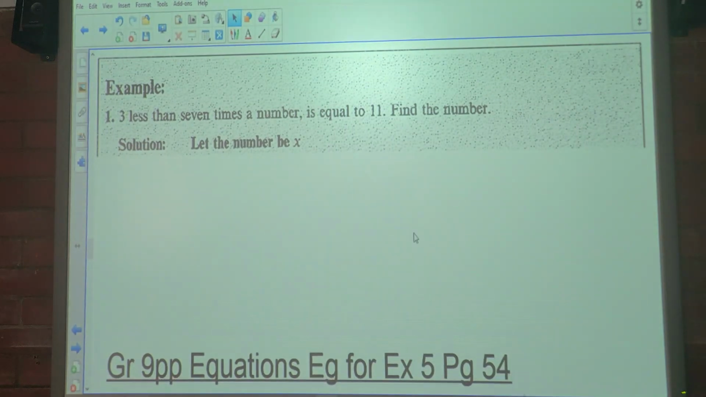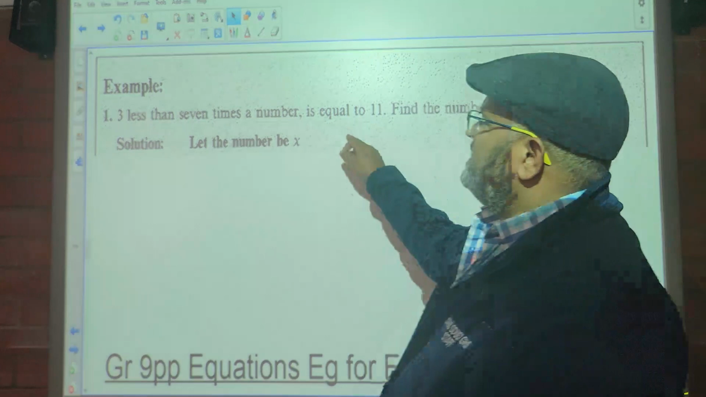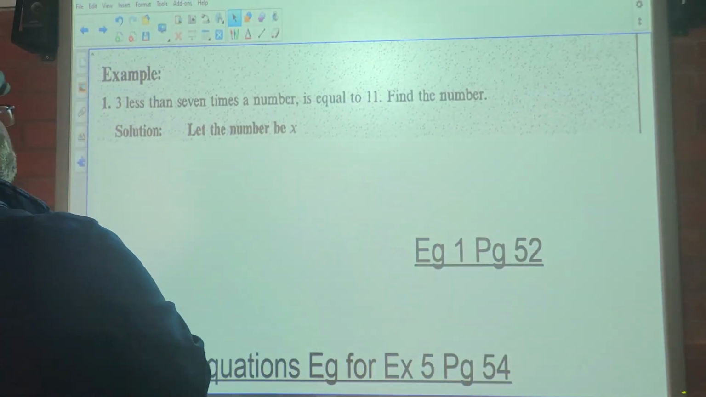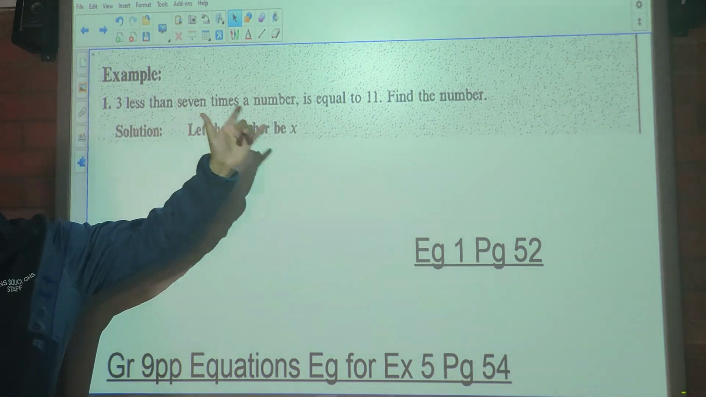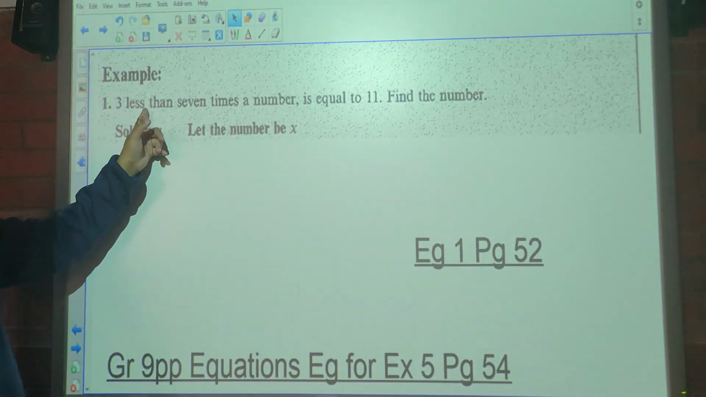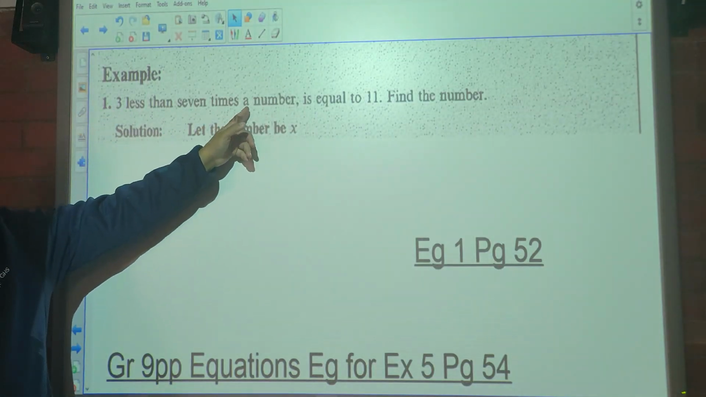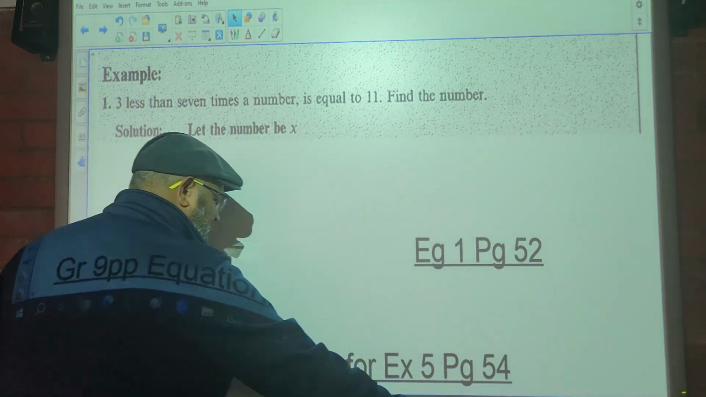Okay, so this is example 1 on page 52. Here we are told in example 1 that 3 less than 7 times a number is equal to 11. Find the number. So where do we start? We say let the number be x. So 3 less than 7 times a number is equal to 11.